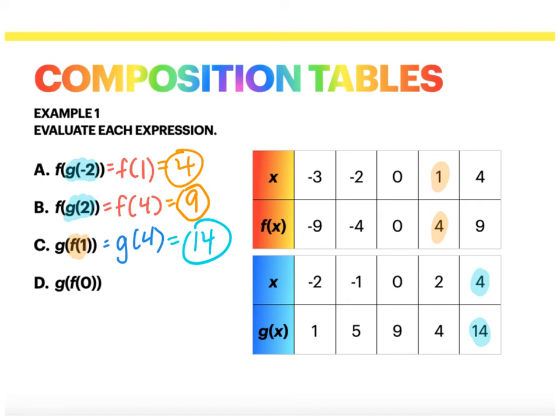And then the last function is going to work very similar. So we see in the function here that we have g of f of 0. Our innermost function is f of 0, so we can start here. Our output of 0 is 0. So what we're really looking for here is g of 0. And then that brings us to the bottom table. We have 0 with an output of 9. So our final answer here is 9.